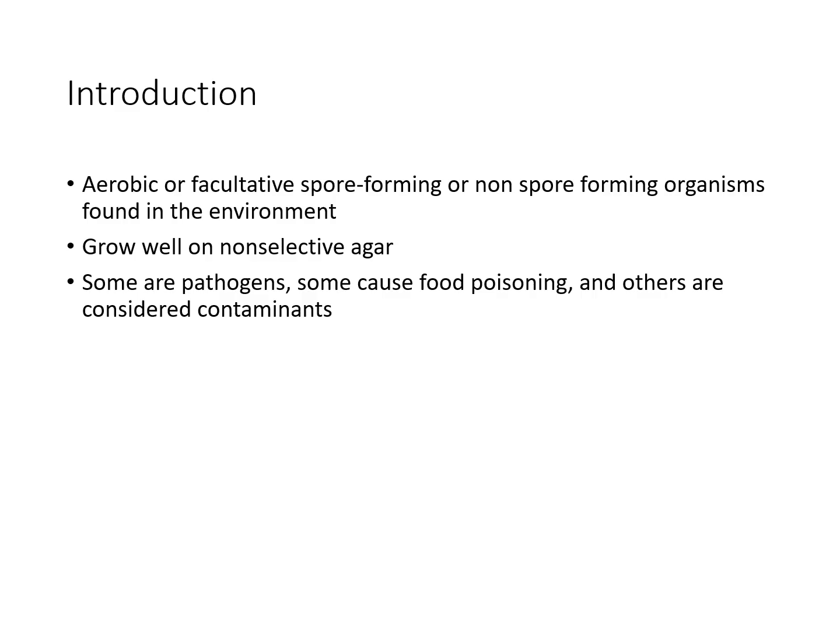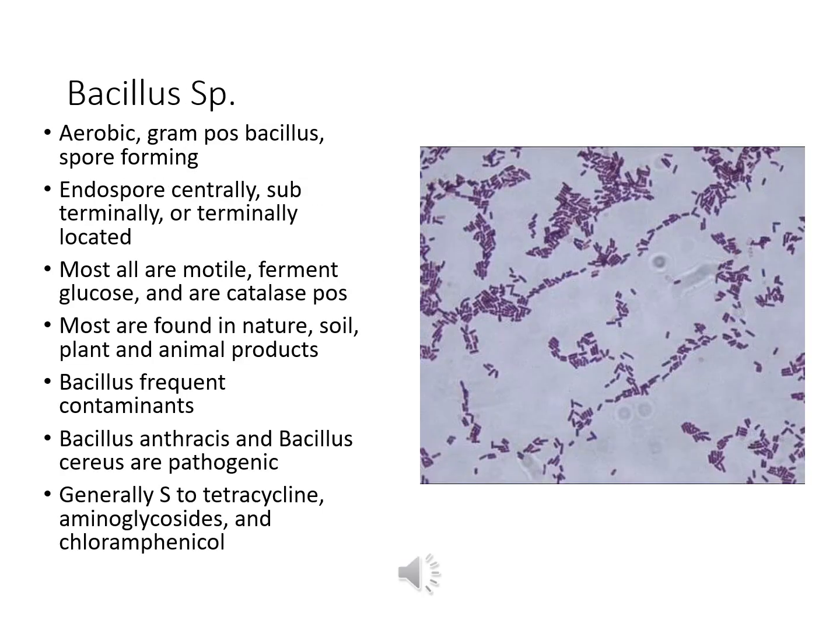For contaminants, these are frequently isolated as lab or sample contaminants, and they may not be clinically significant, but they could interfere with results. All right, so we have Bacillus species. This is an aerobic gram-positive rod, and it is a spore former. The endospore can be centrally located, subterminally located, or terminally located. Most are motile, and most do ferment glucose, and most are also catalase positive.